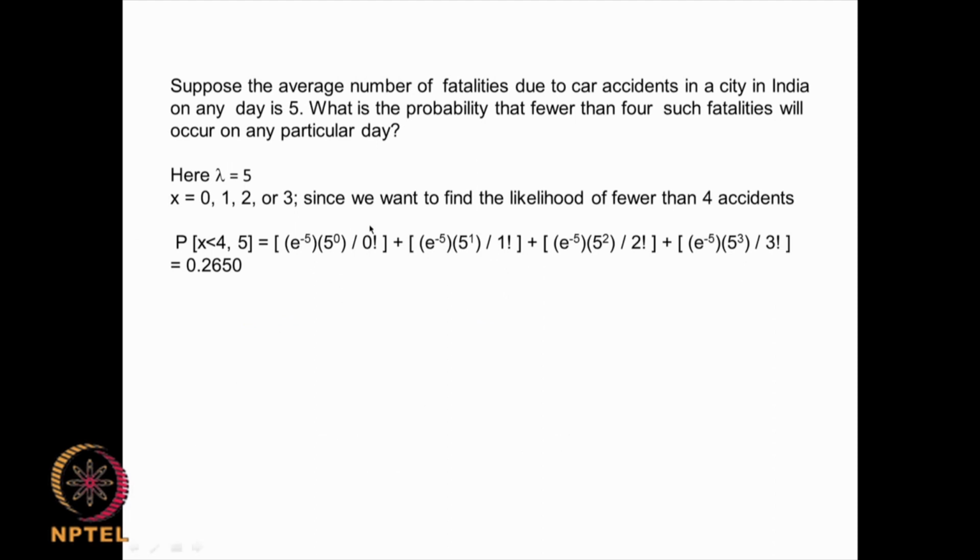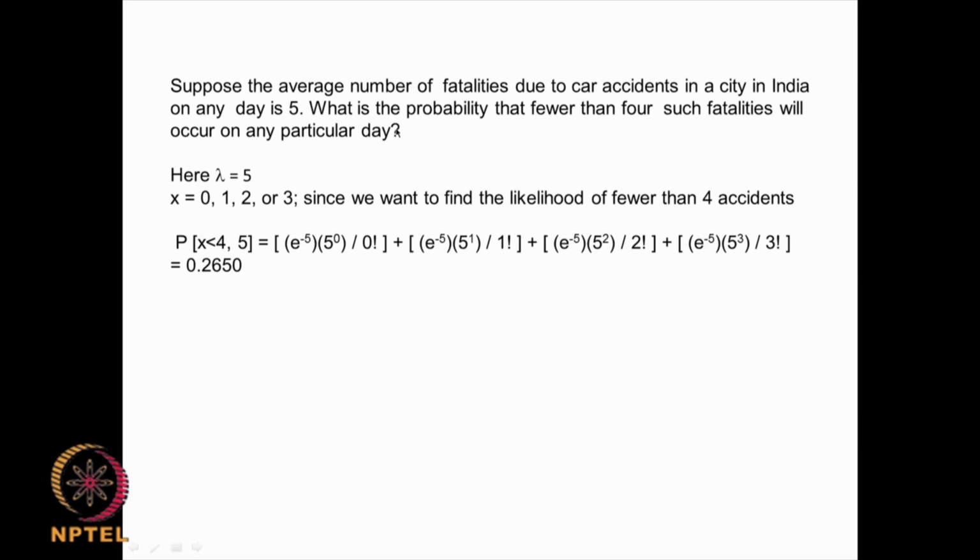Suppose the average number of fatalities due to car accidents in a city in India on any day is 5. So, this number one might have collected over a very long period of time. Okay. So, it is almost like a huge population data, and then you get this data actually. Okay. So, it says on any particular day there could be 5 accidents which lead to a fatal result. So, what is the probability that fewer than 4 such fatalities will occur on any particular day?